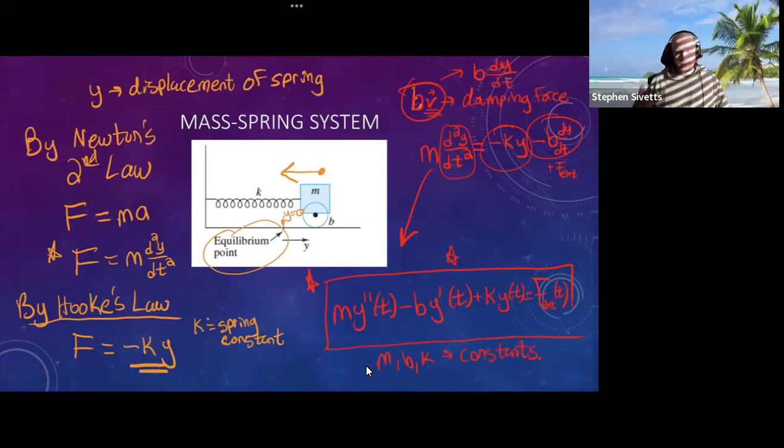And this is the differential equation that locates the position of the mass on the spring. So, it's m y double prime of t plus b times y prime of t plus k times y of t equals some external force function.